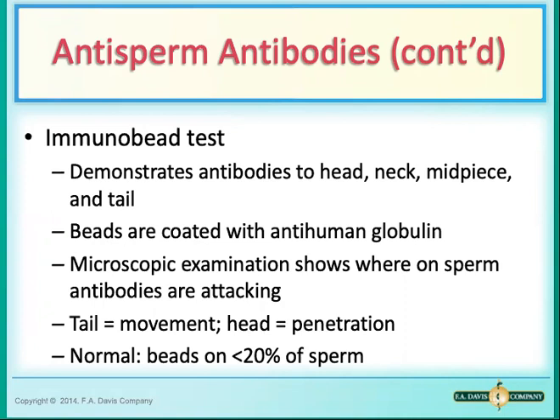in particular areas. So depending on the type of the beads that are used, the test could be reported as IgM tail antibodies or IgG head antibodies, and so forth. The presence of beads on less than 50% of sperm is considered normal, as defined by the World Health Organization.